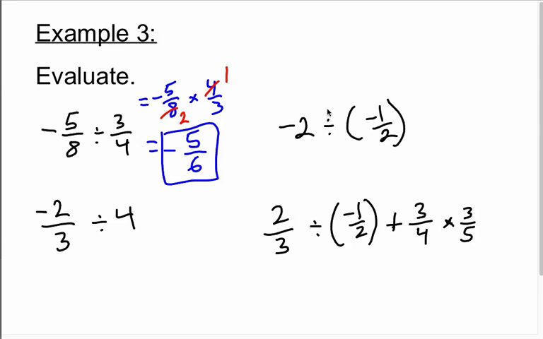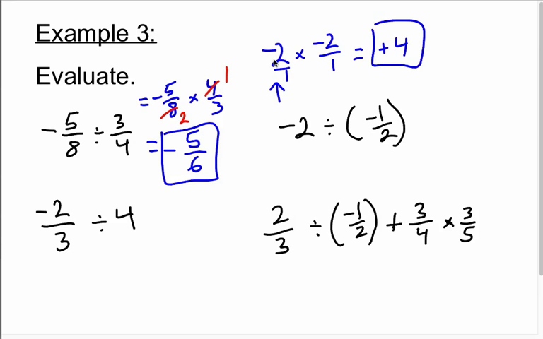Next, again we're dividing. We can change this to -2 times the reciprocal, which is -2/1. I can write this -2 here as -2/1. So it's actually just -2 times -2, right? So you're going to get +4. That's just -2 times -2 is +4.